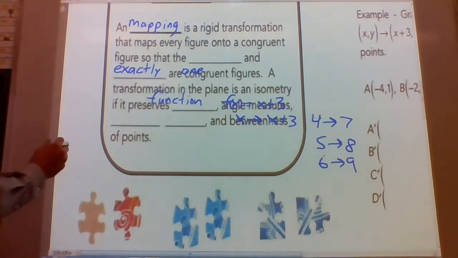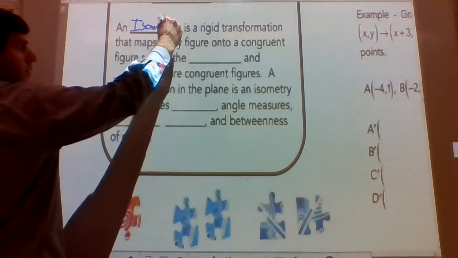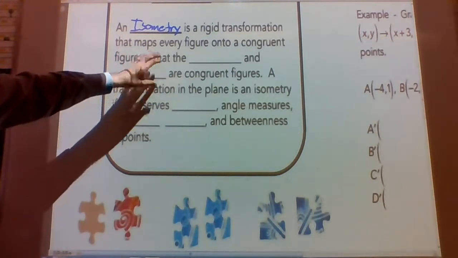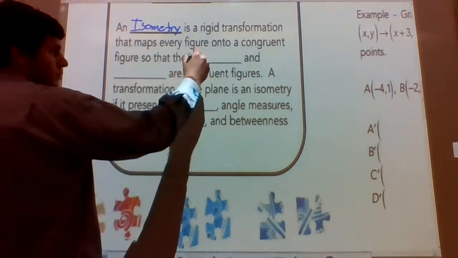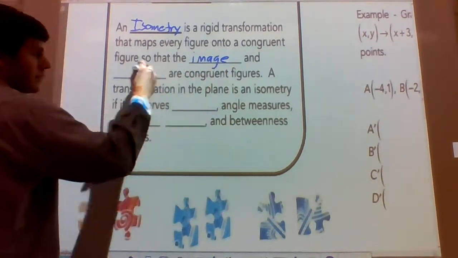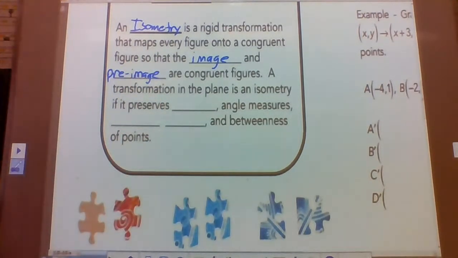Next paragraph, on isometry or isometric figures. Okay, this is when the image and the pre-image are going to be congruent. So it's going to be a rigid transformation. That's translations, reflections, rotations, because all of those are rigid transformations because they don't change the size or shape of the figure. So all of those transformations are isometric because they're not changing the size or shape. Okay, so it's going to map every figure onto a congruent figure so that the image, that's what we translate it into, and the pre-image, which is our original, pre meaning before, are congruent.